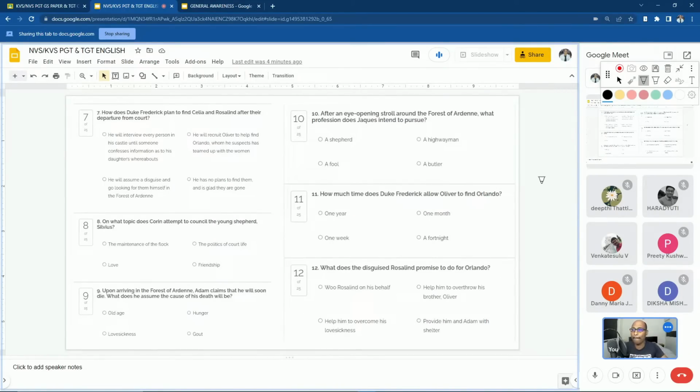Diksha. How does Duke Frederick plan to find Celia and Rosalind after their departure from court? He will interview every person in his castle until someone confesses information as to his daughter's whereabouts. So he will recruit Oliver to help find Orlando, or say option C. He will assume a disguise and go looking for them himself in the forest of Arden. So I'm just confused between B and C, sir.